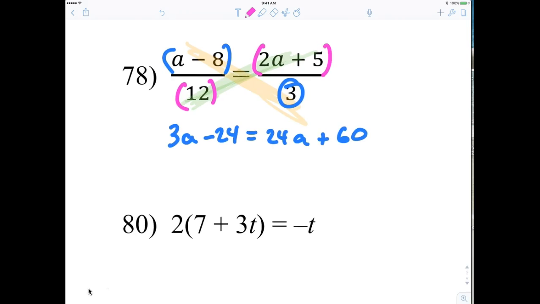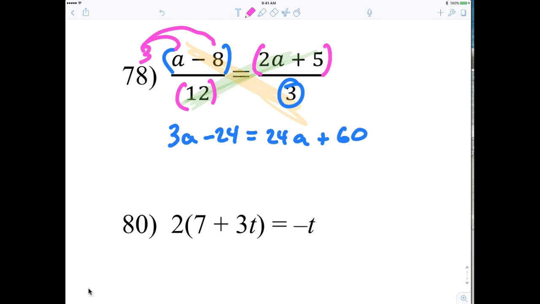I multiplied 3 times a, which is 3a. 3 times a is 3a. And then 3 times negative 8, oh, sorry. Right? Yeah. That's it. That's all we did.